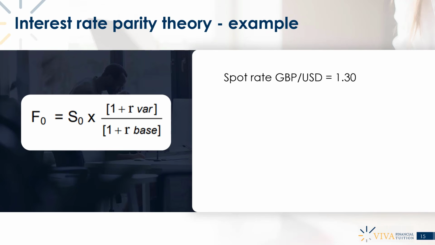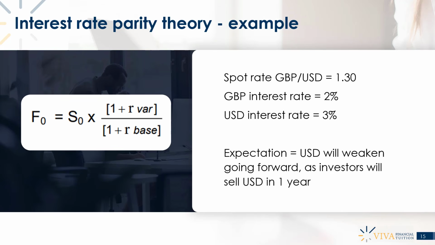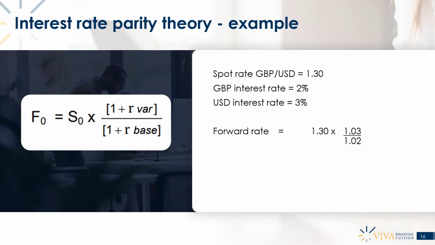So going back to our original example and putting numbers in, we were told that the spot rate was £1 gets you $1.3. The sterling interest rate is 2%. Dollar interest rate is higher at 3%. And when we did our little bit of logic there, we decided we thought that the US dollar would weaken going forward because investors will have lots of dollars in a year's time that they'll be selling.